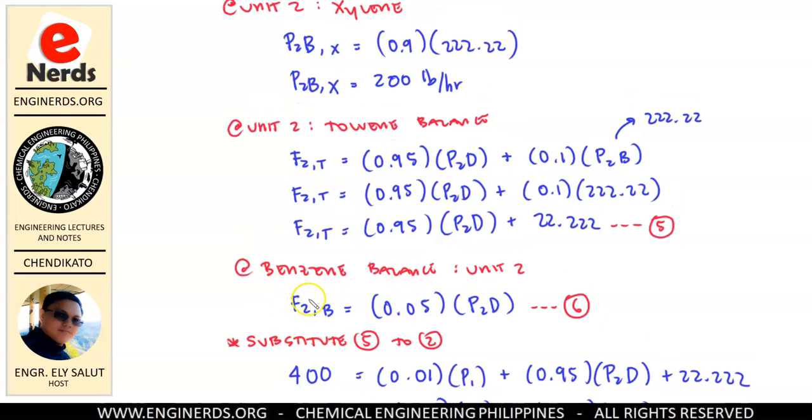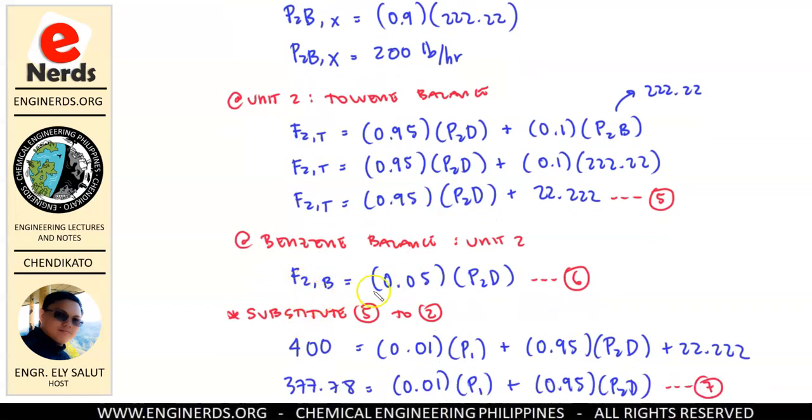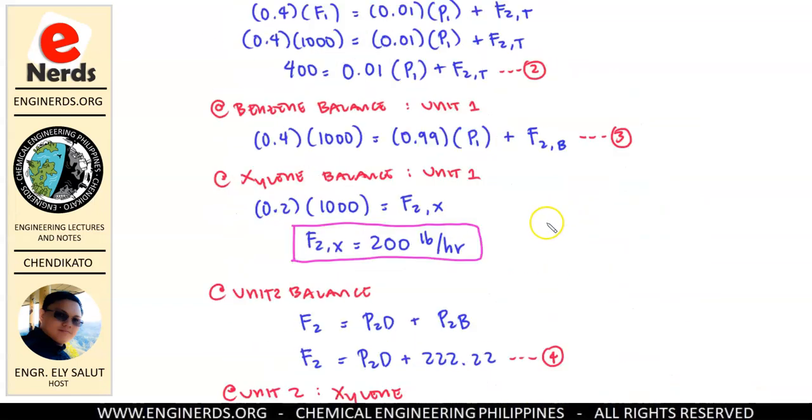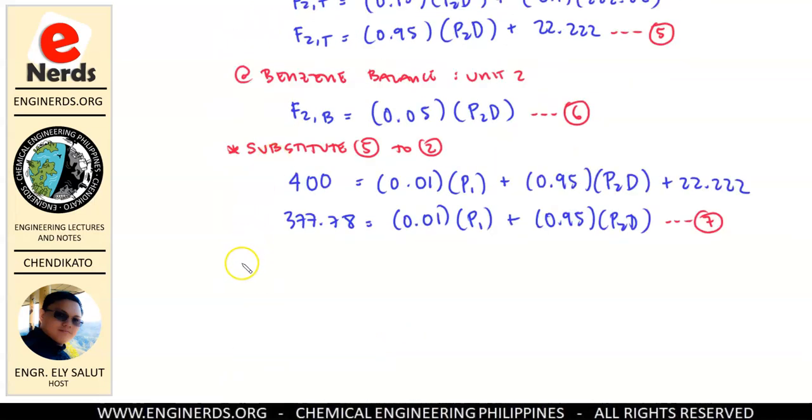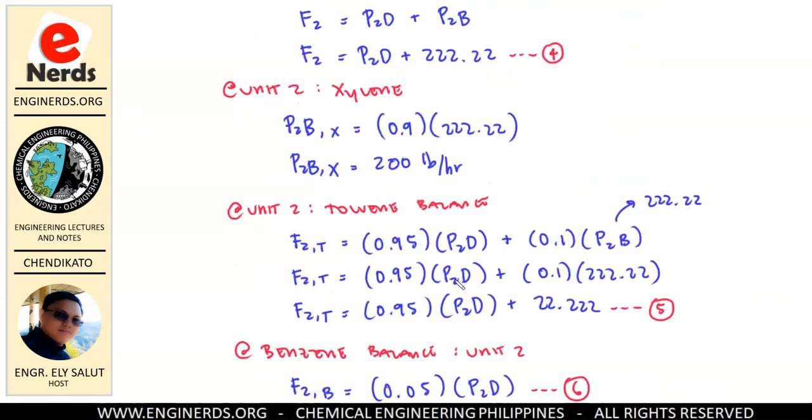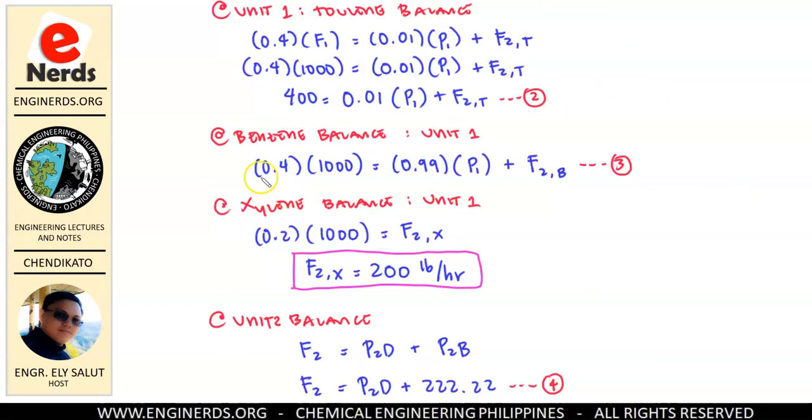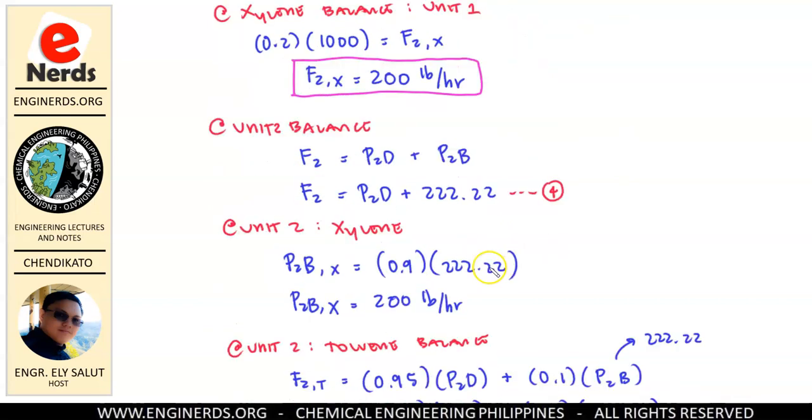Okay, so nakikita ninyo, given dito sa equation 6, yung value ng F2B. Okay, and sasubstitute natin yan dito sa equation 3. Let us substitute equation 6 to equation 3. Okay, so para hindi tayo malito, katulad nito, diniretso ko kasi siya. So, susulat ko na muna yung equation 3. What is equation 3 natin? Equation 3 is ito, 0.4 times 1,000, which is 400, is equal to 0.99 times P1. Okay? So, I will write that here.